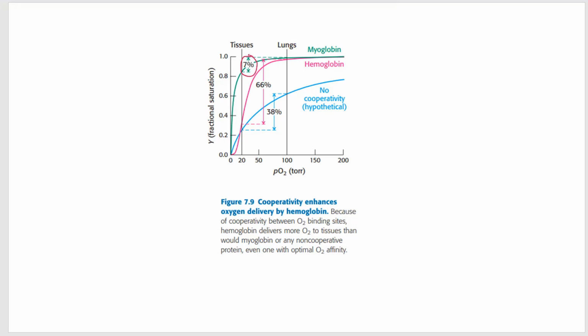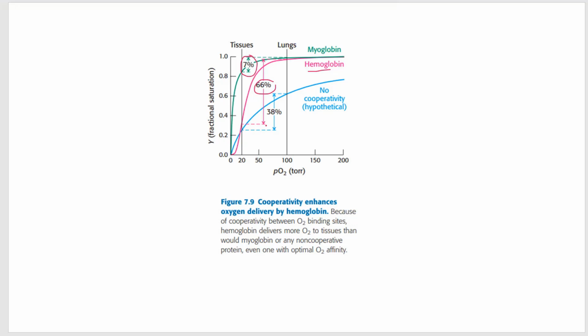So only 7% of the oxygen which is carried by myoglobin can be released from myoglobin so that the tissues can take. That is why it happens, because myoglobin binds to oxygen more tightly than hemoglobin. But in hemoglobin, you can see that there is a 66%. 66% there is a chance.